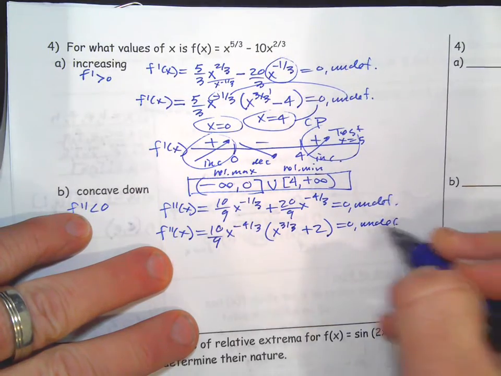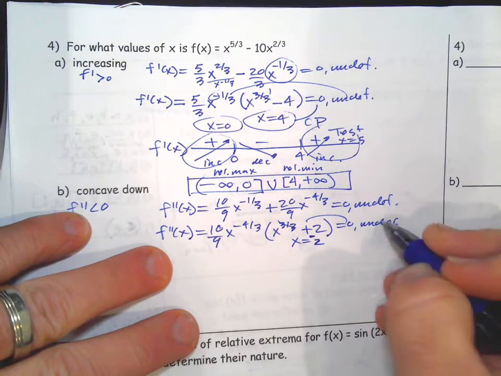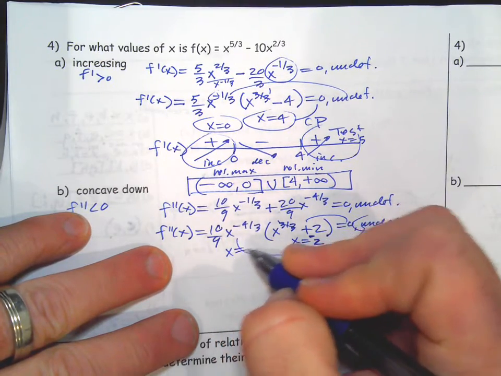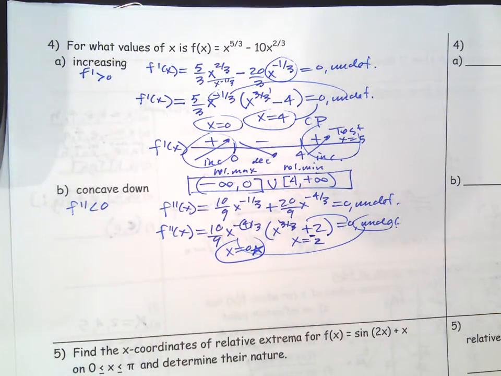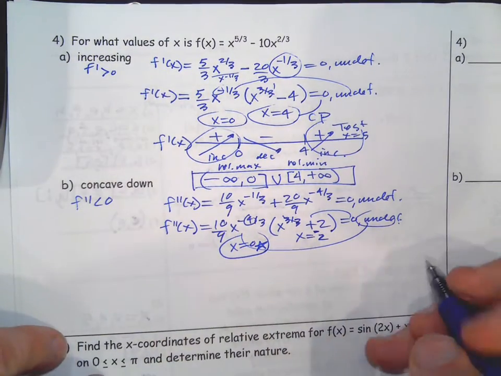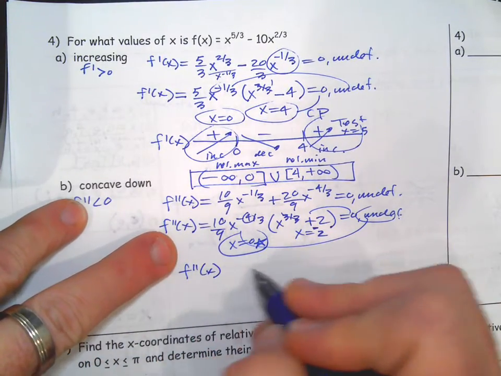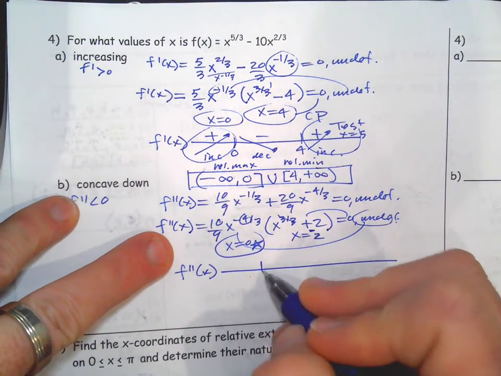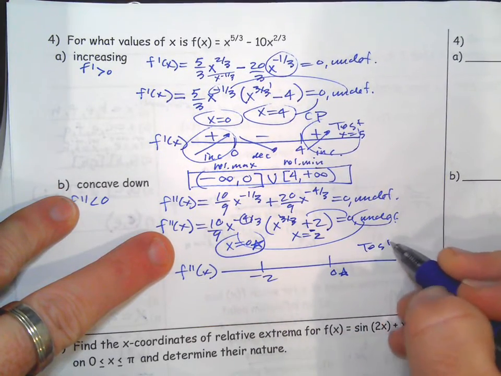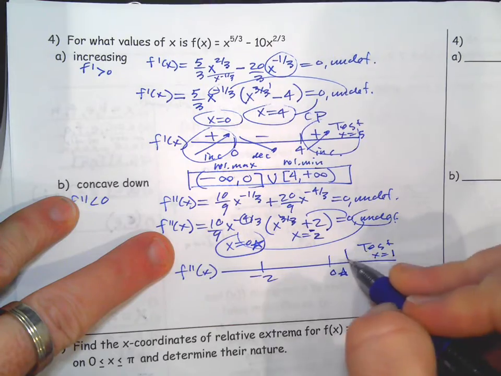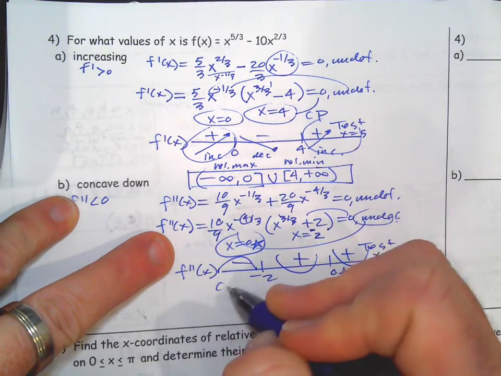So 0 comes from this guy, x equals negative 2. Undefined comes from this guy, x equals 0, but it is also a bounce issue because it has an even numerator. That means there's 4 of them. Do a line check. Label it. Negative 2, 0, test a point. X equals 1: positive, positive, negative. Concave down, concave up, concave up.